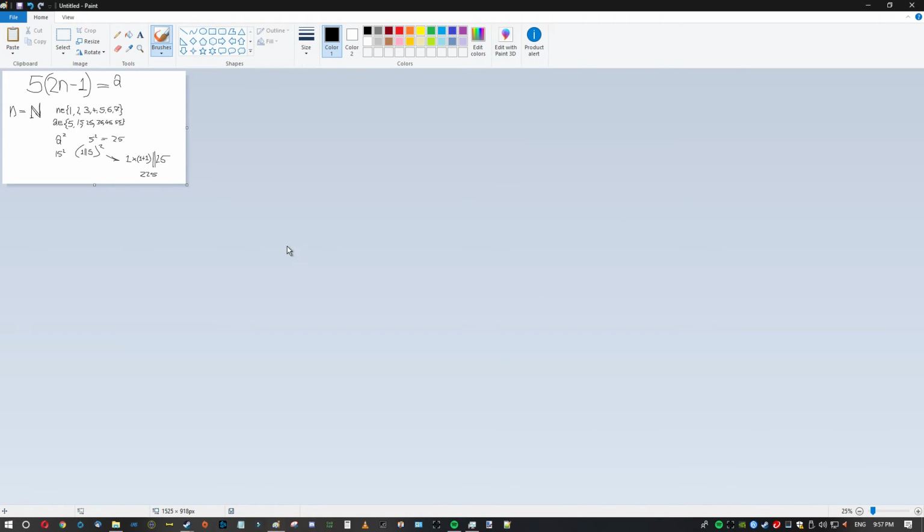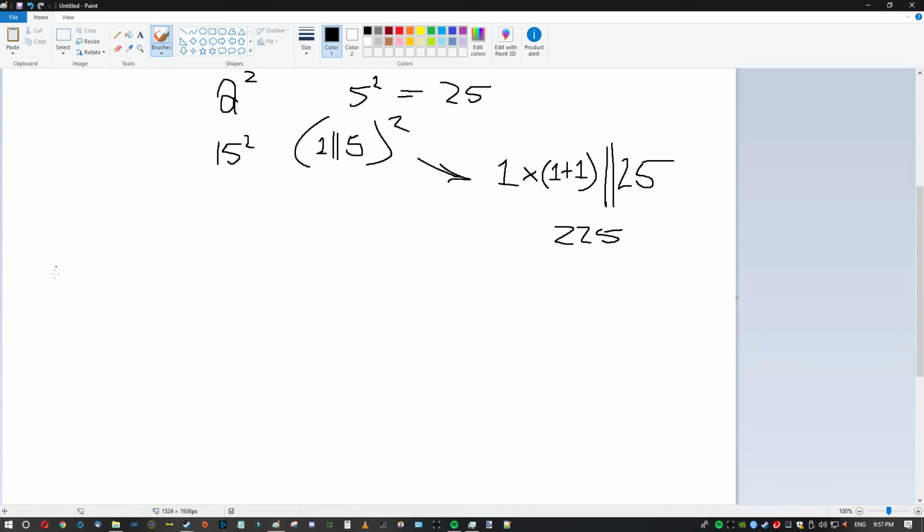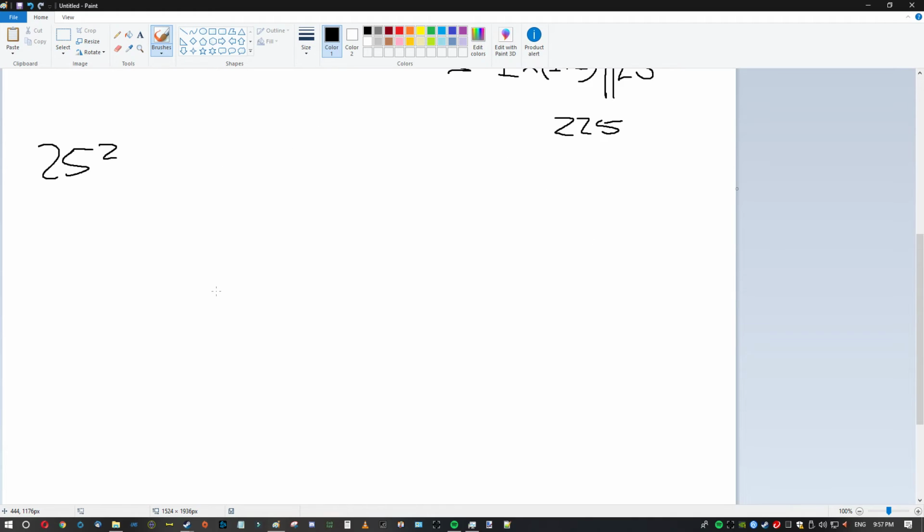Let's scroll out a little further. And let's do something a little bit more radical. 25 squared. Okay, so now we want to square 25. I don't remember what that is off by heart. Oh wait, yeah, it is. It's like 625 or something.